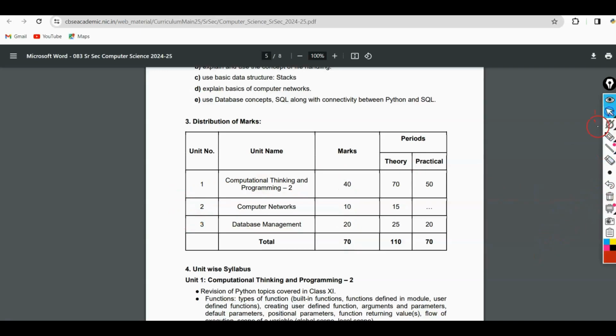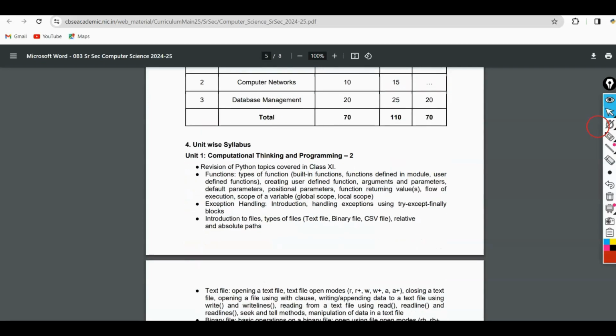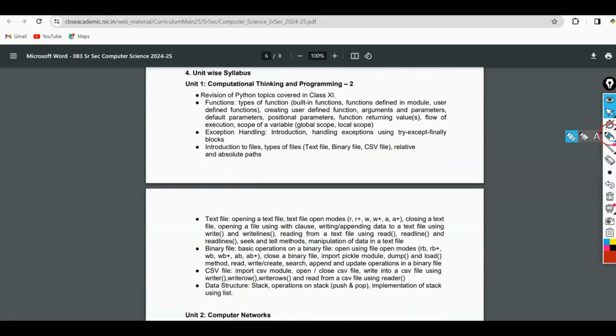Okay, let us see what all the topics inside the syllabus are. So under the unit wise syllabus, unit 1 is computational thinking and programming part 2. Your first topic is revision of Python topics covered in class 11. Okay, so you should include this revision part for computational thinking part 1 also. And your next chapter is functions.